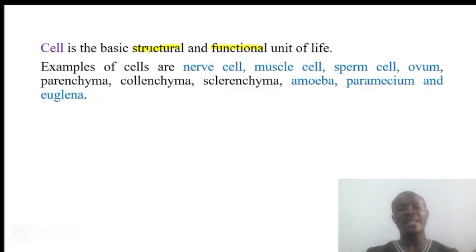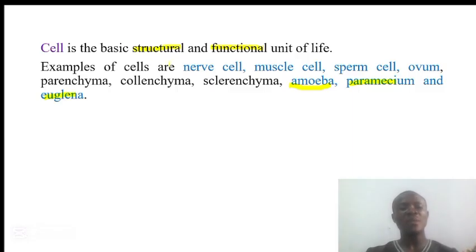These organelles are not living organisms. Organelles like what? The nucleus, the mitochondrion, ribosome, endoplasmic reticulum, lysosome, vacuole, etc. These organelles are not living organisms, but when they combine together, they give us something that is living. For example, amoeba exists at the cellular level. We have paramecium. Paramecium exists at the cellular level as well as Euglena.